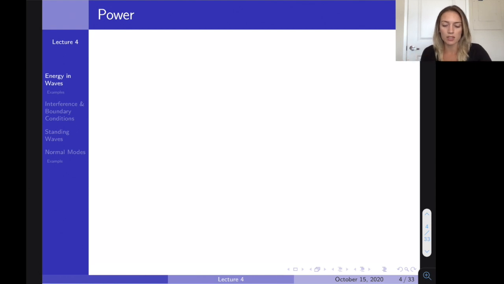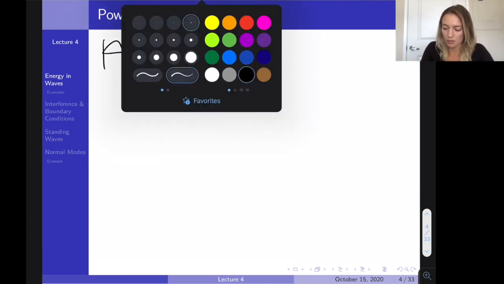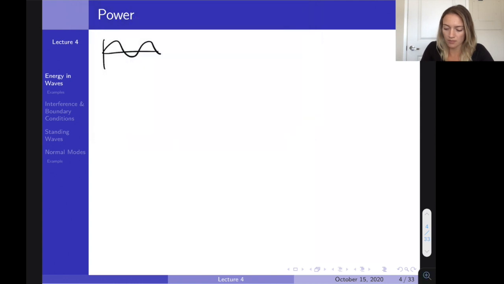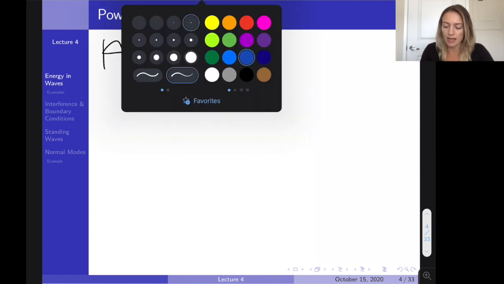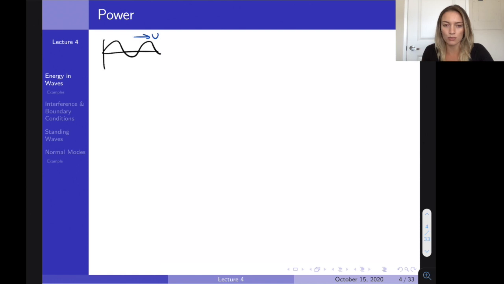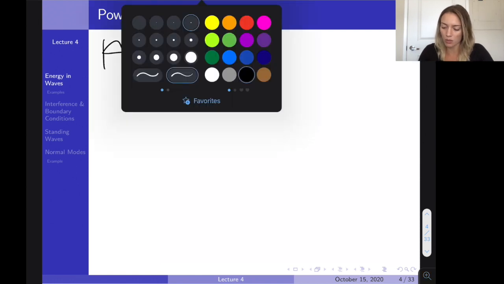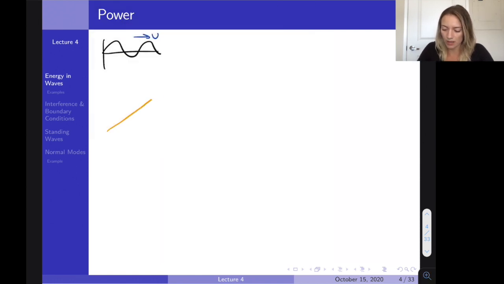So let's consider first a wave moving from left to right. So we have a wave going like this, and it's moving from left to right, so its velocity is that way. And now let's zoom in on a really, really tiny part of the wave. So this is just a little section of rope that we're looking at here.